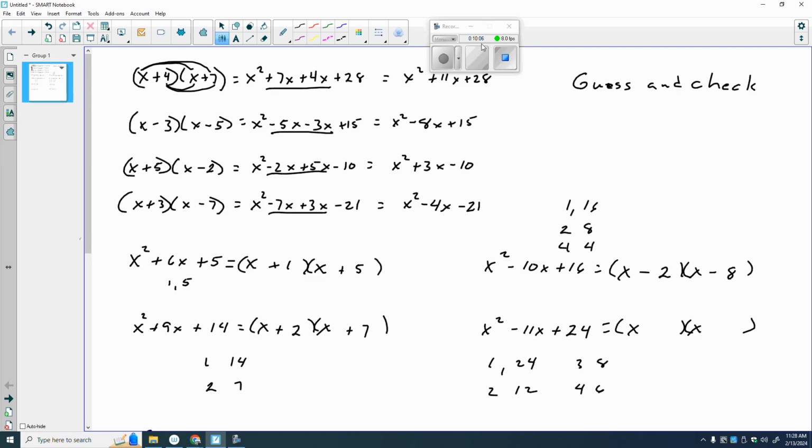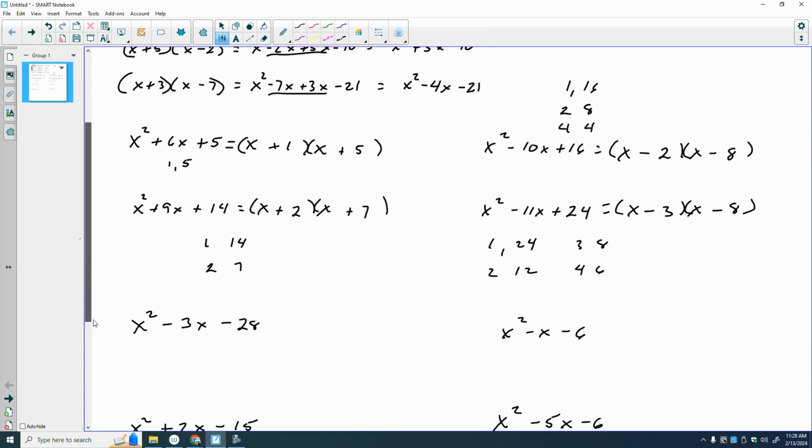Okay, which one of these adds up, because this is positive, adds up to an 11? 3 and 8. I want a negative 11. So they are both negative. If this sign is positive, both of these signs have to be the same. And when I combine like terms, I'm going to add my products together to get the middle term.